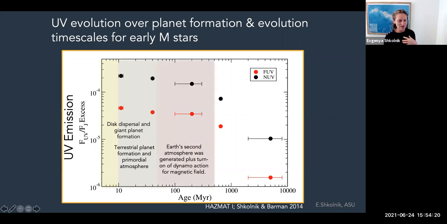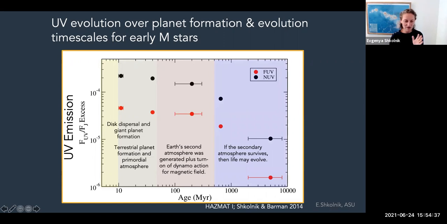And the same is true even for when the Earth's secondary atmosphere, we think, was developed, between 50 and 500 million years. The UV emission is not going down as quickly as you might like. And it only starts dropping at around the age of the Hyades, at 650 million years old, and so on. So if the secondary atmosphere survives, then maybe life might start evolving on the surfaces of these M stars.